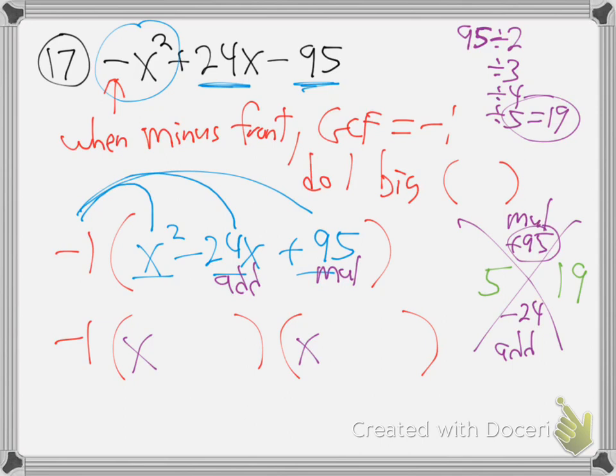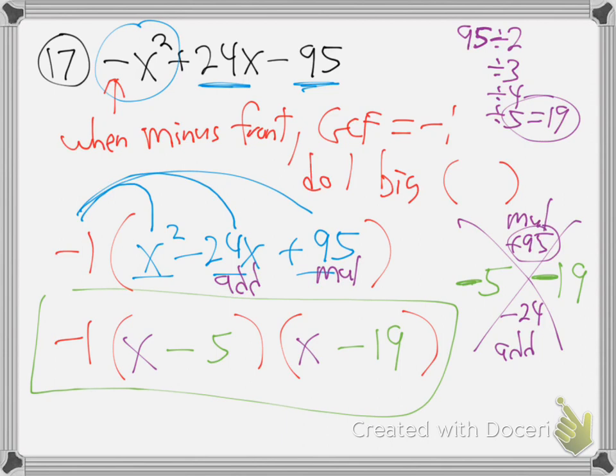Bottom. Bigger. Right? Bigger. Minus 19. But how do they make minus 24? Both negative. Both negative. And two negatives multiply to be positive 95, don't they? So there it is: minus 5, minus 19. And now the minus 1 in the front is part of the answer. It must be there. Anytime we take out a GCF, that's included in the answer.